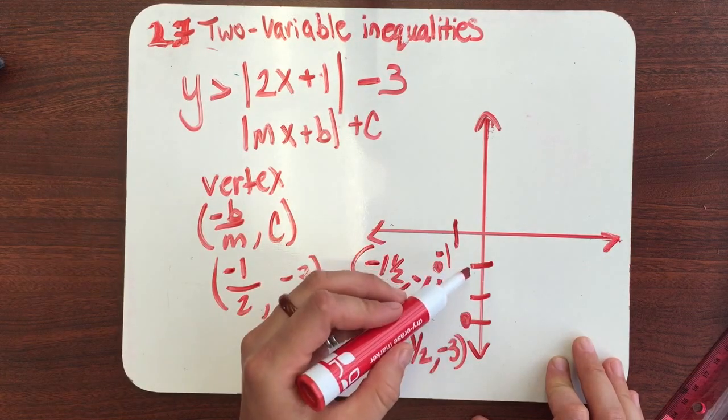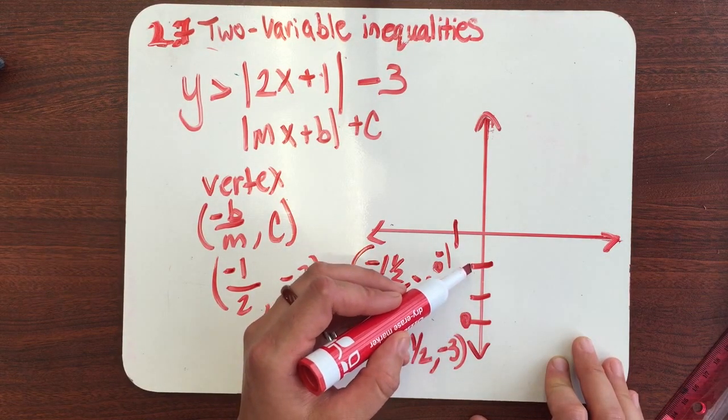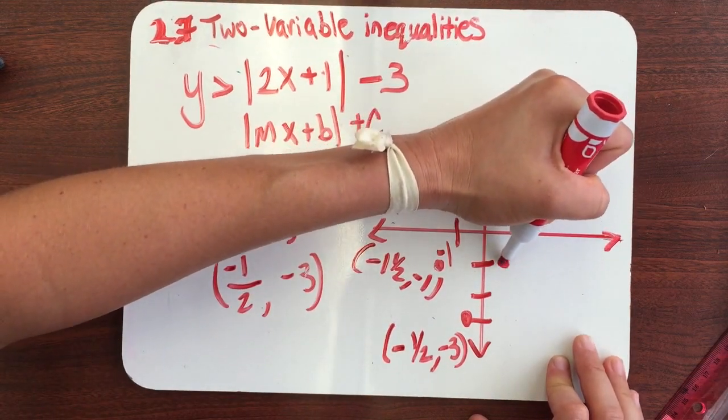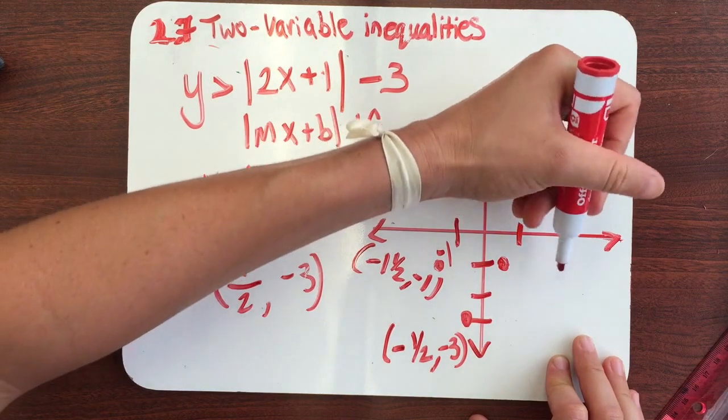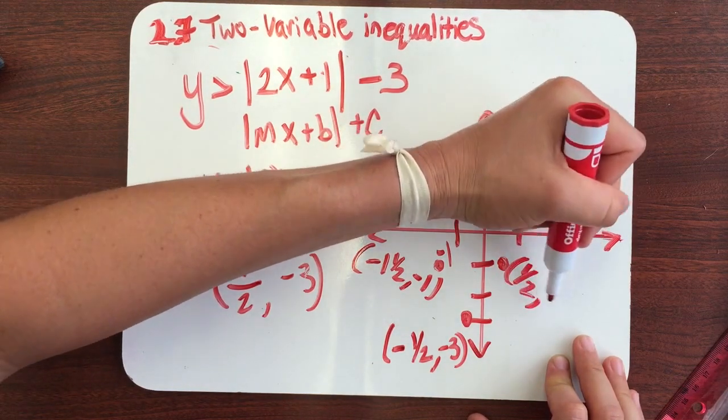And we need to go in the opposite direction as well. So we'll rise 2, 1, 2, and we'll run 1. So now we'll be right here, which is going to be the point 1/2, comma, negative 1.